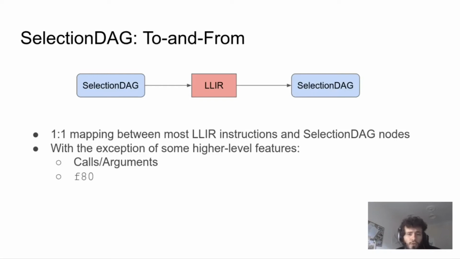But function calls are specific to each target, and even in all of LLVM's backends, they require custom mapping from LLVM IR to selection DAG, and we have that mapping for LLIR as well. And because of these constraints, we actually had very little freedom when designing our new representation.